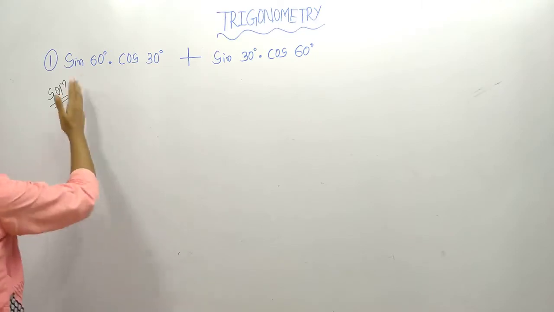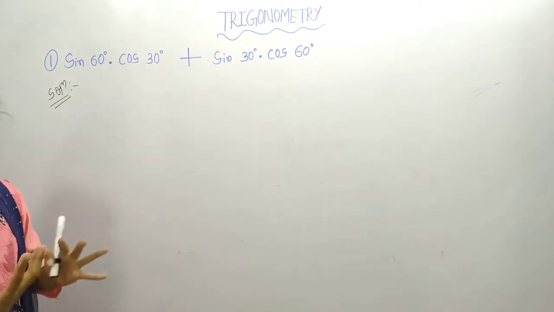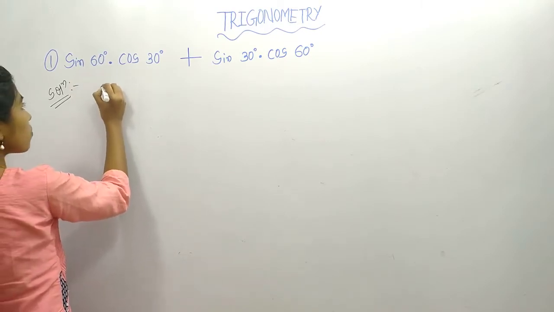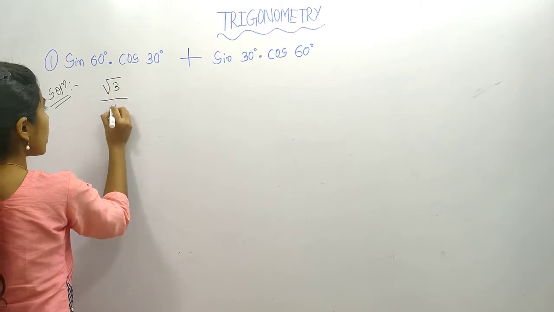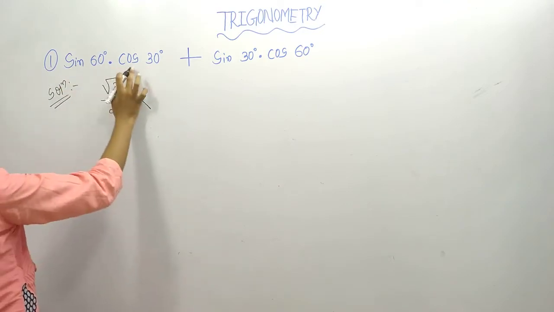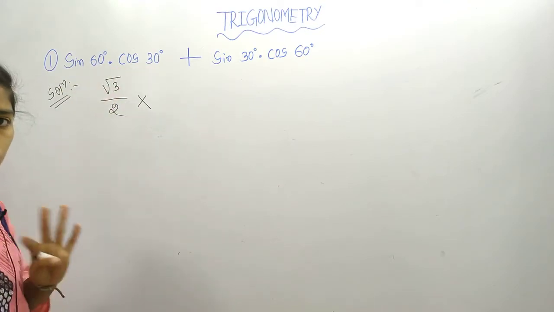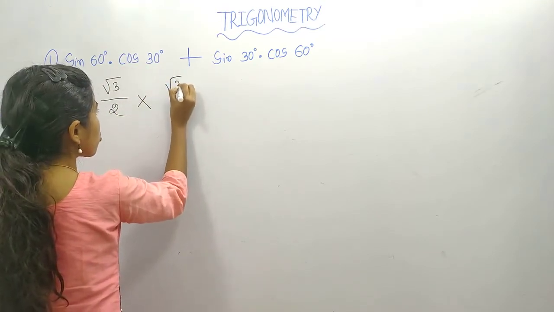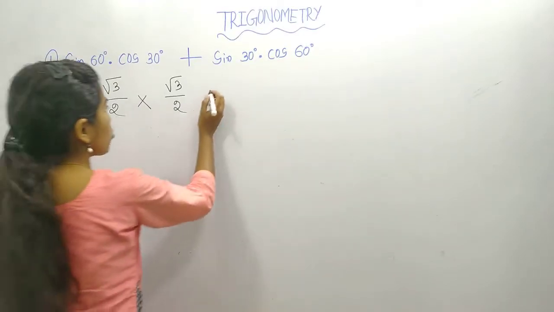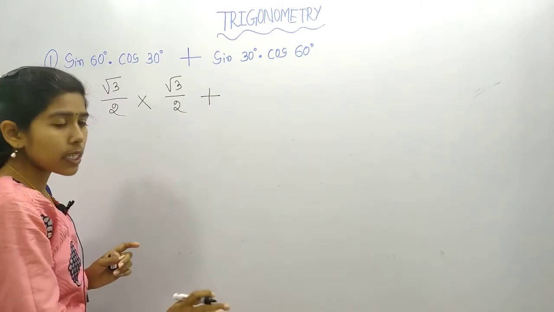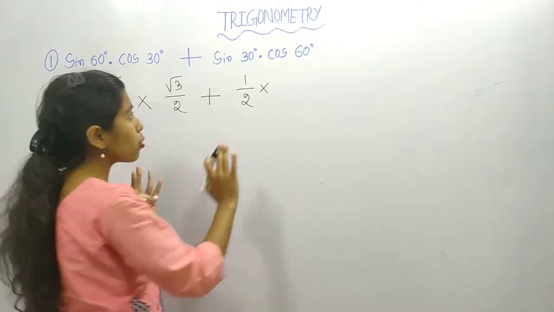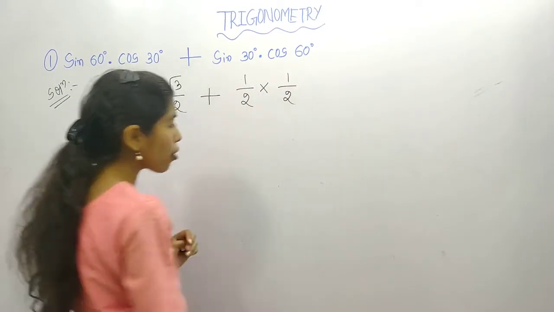So first, sin 60 degree. Can you tell me what is the value of sin 60 degree? Sin 60 degree value is root 3 by 2. Then into, simply put the values. Cos 30, sin 60 is equal to cos 30. So cos 30 value is also root 3 by 2. In the previous class I told you about the values. Next, plus sin 30. Sin 30 is half into cos 60. Cos 60 is equal to sin 30. So cos 60 is also half.